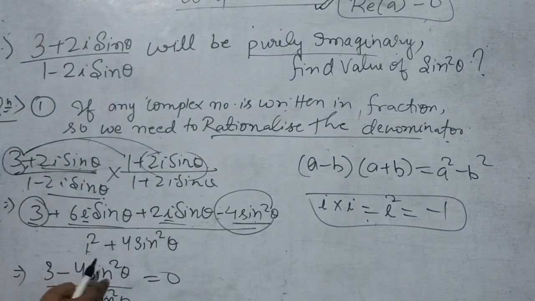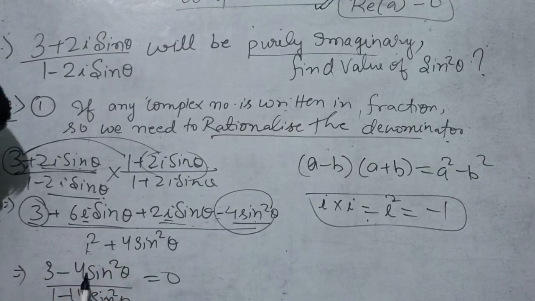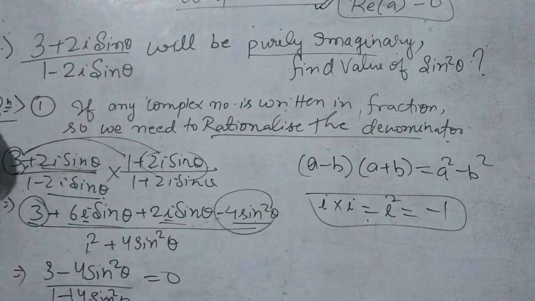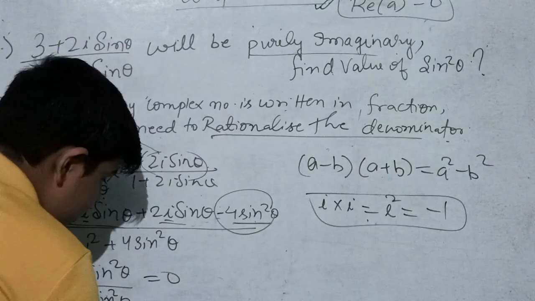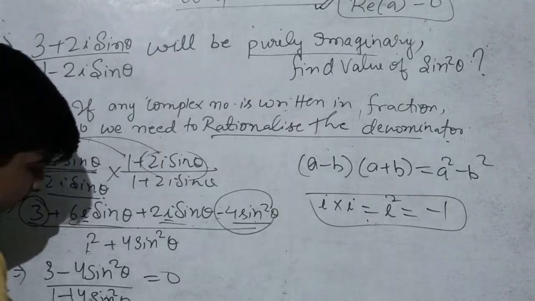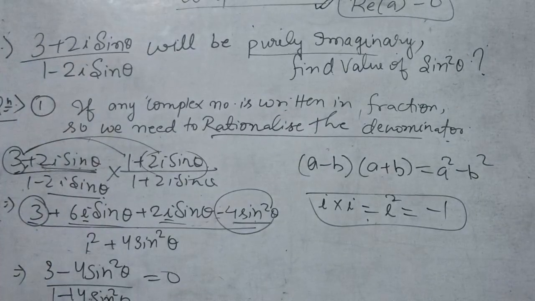So 3 minus 4 sin square theta is equal to... the denominator goes to the other side, so this becomes 0. So 3 minus 4 sin square theta is equal to 0, therefore 3 is equal to 4 sin square theta. Therefore the value of sin square theta becomes 3/4. This is the answer of this question.